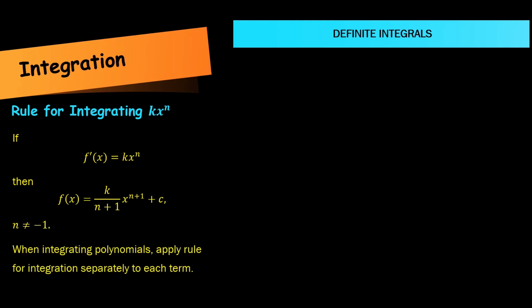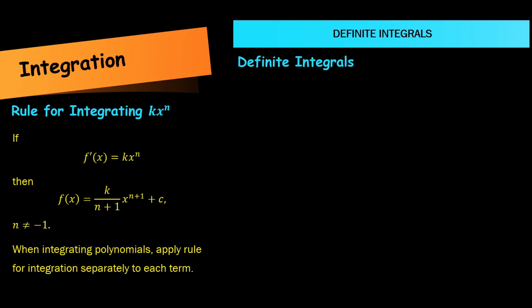We begin by recalling the rule for integrating kx to the power n. If f dash of x equals kx to the power n, then we have that f of x equals k over n plus 1 times x to the power n plus 1 plus c, where n does not equal minus 1 and c is a constant. When integrating polynomials, apply the rule for integration separately to each term.